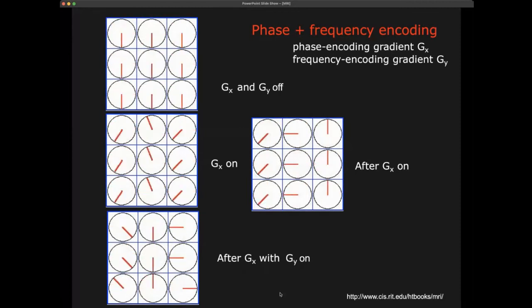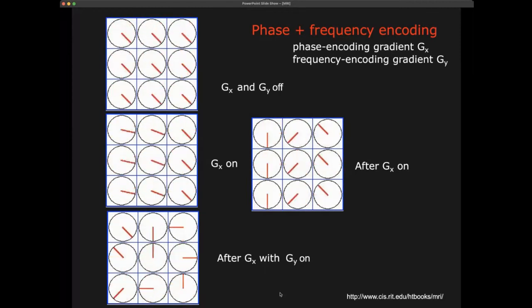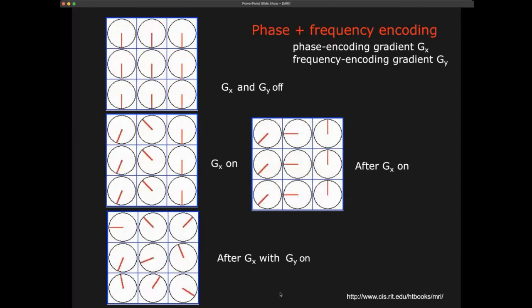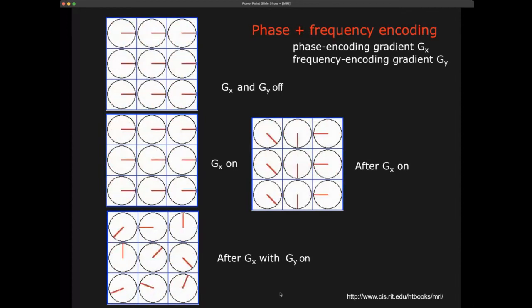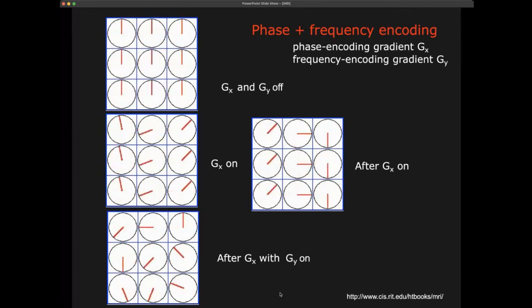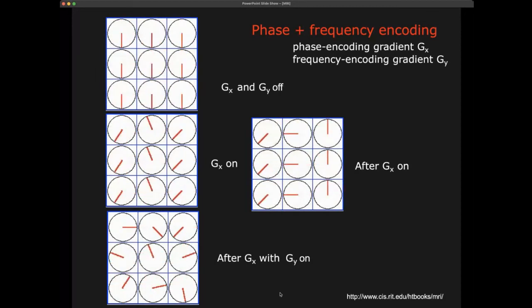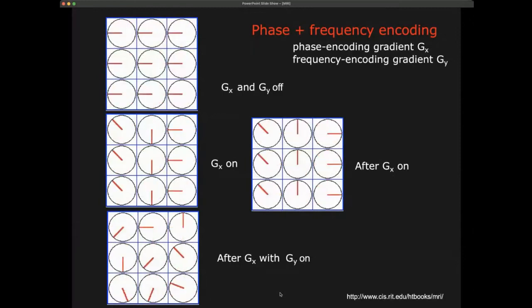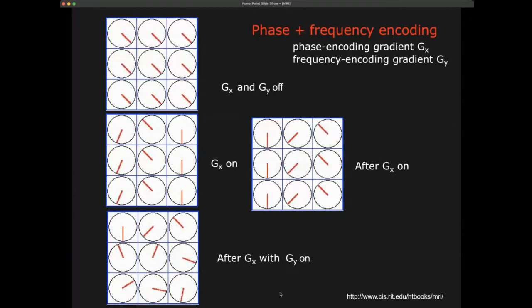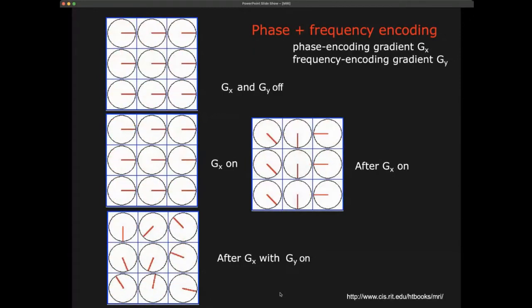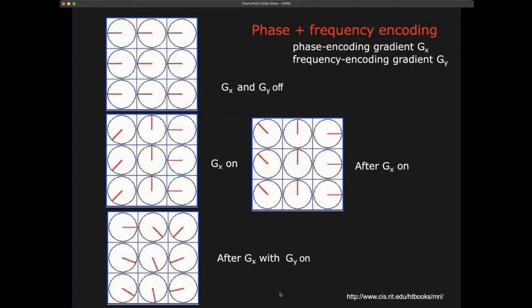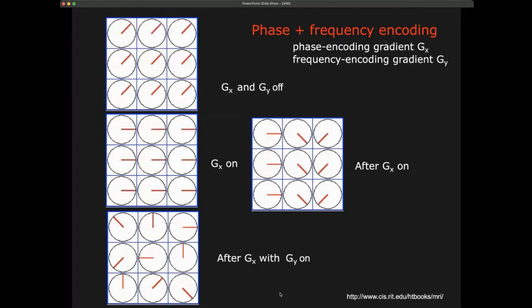So we have used phase encoding in the x direction by switching on a gradient for a short time until they have dephased, switch it off, and then we have them phase encoded depending on the position in the x direction. Then we switch on a gradient in the y direction, which will change their frequency. And at that moment, while the gradient is on, we will see that we have a y position dependent frequency.